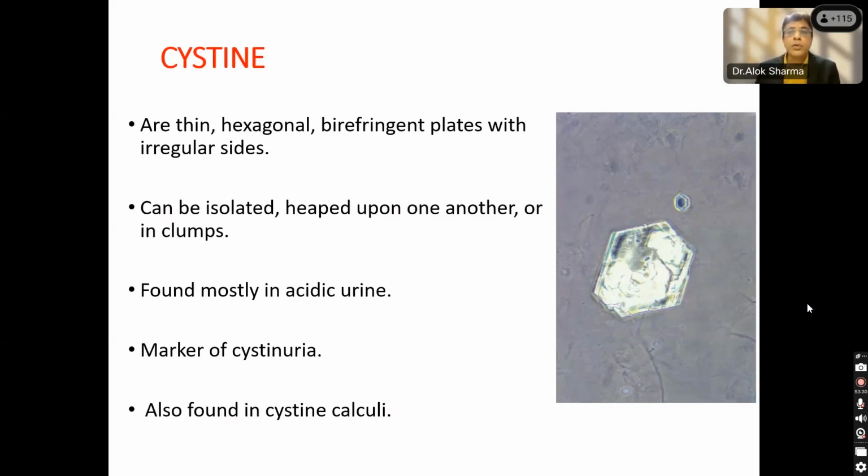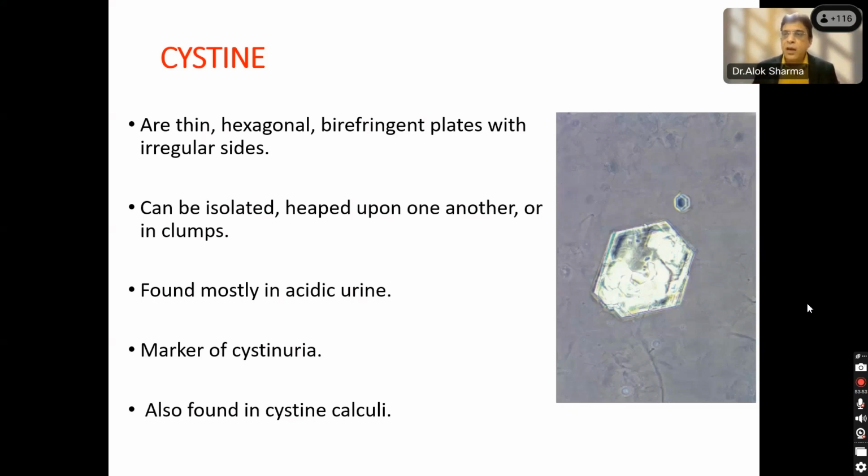Cystine is one of the most dramatically visualized crystals in urine. As you may see in the picture, it is a thin hexagonal, and unfortunately, these are birefringent. Not difficult to find them; they are easily identified. Sometimes they are isolated, and sometimes they can form large clusters, so they just heap upon one another.